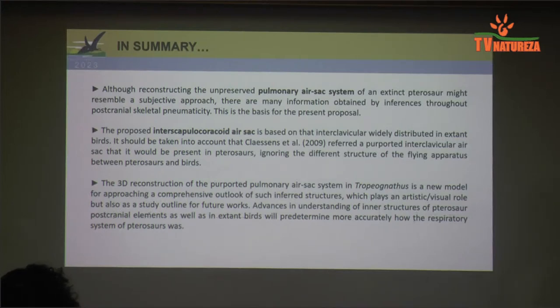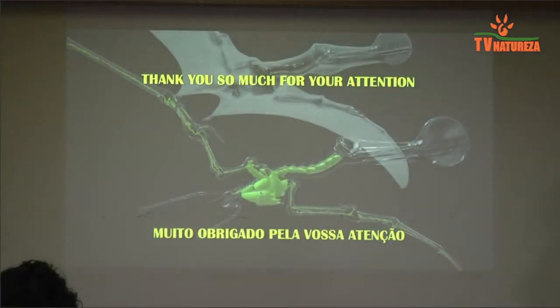And finally, the 3D reconstruction of the purported pulmonary air sac system of Tropeognathus is a new model for approaching a comprehensive outlook, with a visual and artistic role, but also to outline future works. Advances in understanding the inner structure of pterosaur postcranial elements, as well as of extant birds, will determine more accurately how the respiratory system of pterosaurs was. Thank you so much. Muito obrigado.